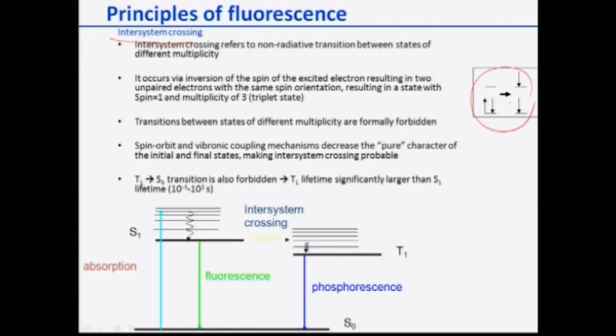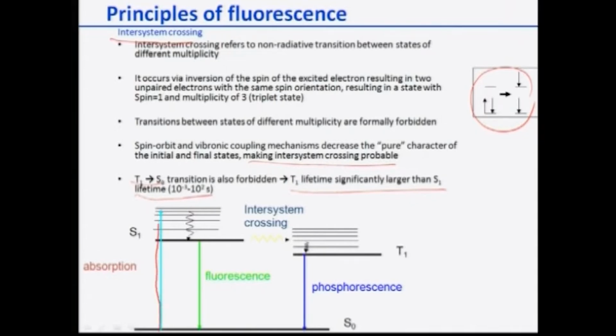Transitions between states of different multiplicities are formally forbidden, these are not at all allowed, and spin-orbit and vibrational coupling mechanisms decrease the pure characteristics of the initial and final states, therefore making the intersystem crossing more probable. Now what I mean to say is that the T1 to S0 transition is always forbidden and the T1 lifetime is significantly larger than this. So if I have S0, S1 and T1, T1 is a triplet state.